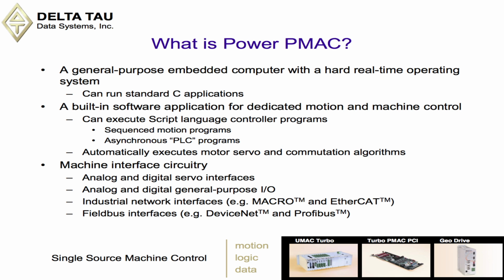In addition, we have a wide variety of machine interface circuitry, including servo interfaces in both analog and digital form: analog and digital commands, analog and digital feedback. Also general purpose I/O in both analog and digital forms. We have a bunch of industrial network interfaces like our own MACRO, and EtherCAT is also getting very popular. And then fieldbus interfaces some customers use: DeviceNet is one of the popular American ones, Profibus is popular in Europe, CC-Link is popular in Japan, and several others as well.